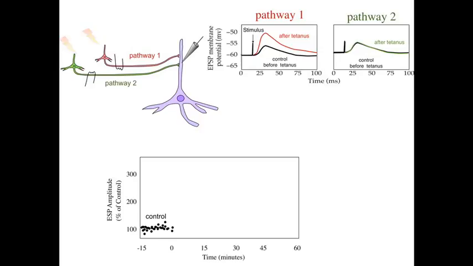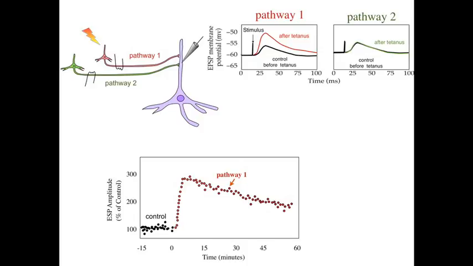Then what we do is we're going to tetanize pathway 1. We're going to stimulate the heck out of it. And then we're going to stimulate with single pulses, boom, boom, boom, boom, boom, and record the responses. And you can see that they're very, very large. These are the responses shown in red in pathway 1 after tetanus. They're much, much larger than the control.